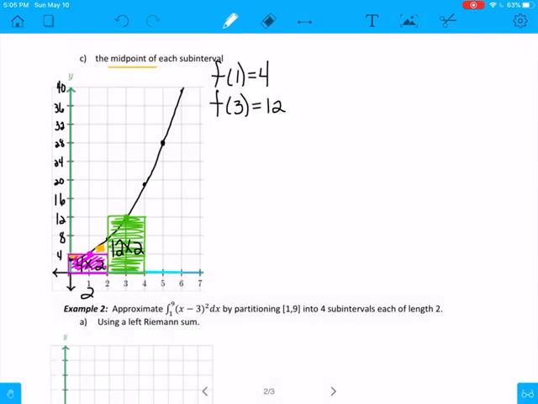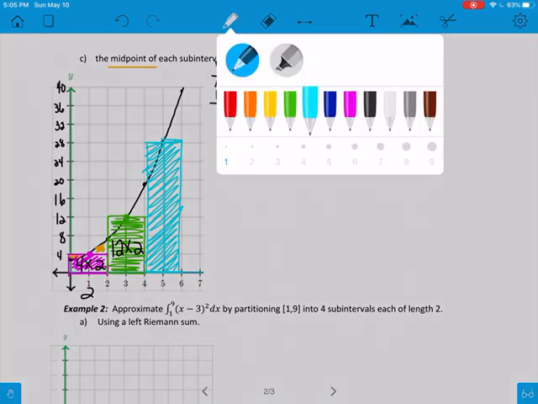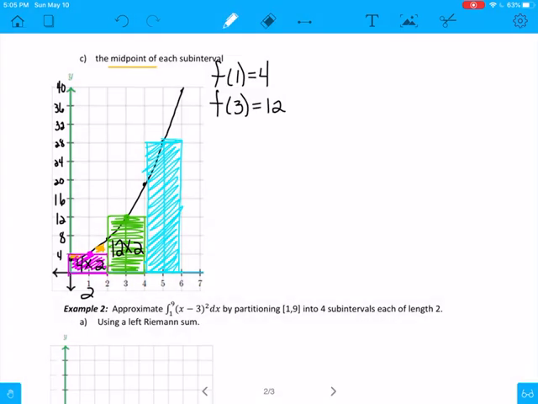Then my blue one, I'm going to go to my midpoint, which is 5, because it's between 4 and 6, follow it up, and that's going to be my height. Follow that over both ways, and I have my new rectangle, and that's my area, which is going to be the height at f of 5, which is 28. So I'm going to get 28 times 2.